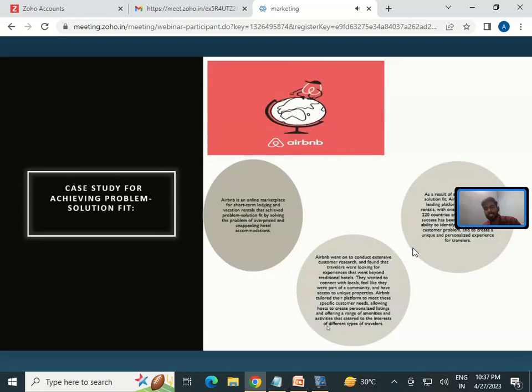Two case studies we need to do: Airbnb and one for Netflix. So let's start with the Airbnb. Before going to this discussion or the PPT, let's discuss what it is. I guess you all have the idea, or even if you don't, just Google it, you will get an idea. It's a big MNC.